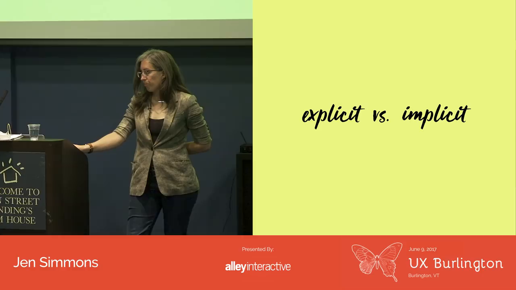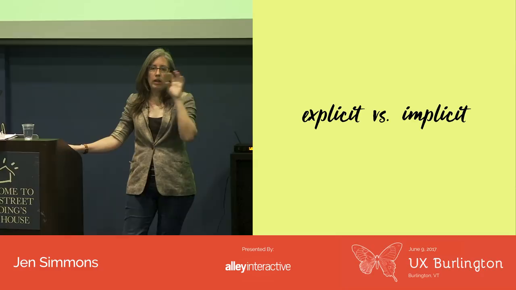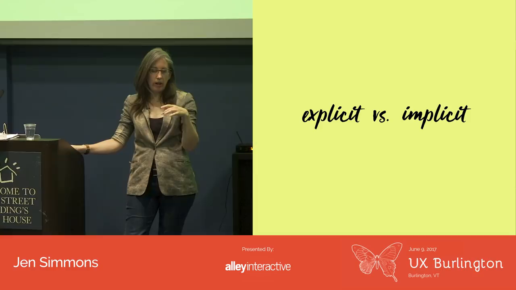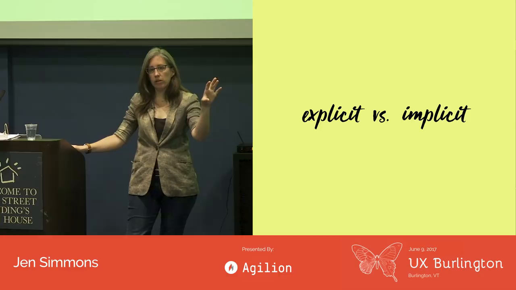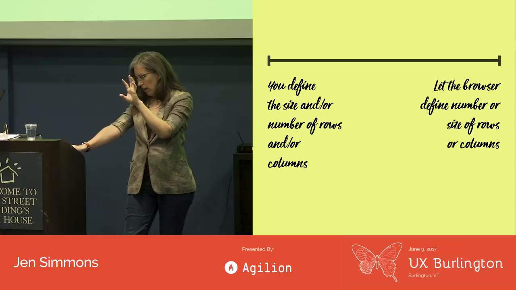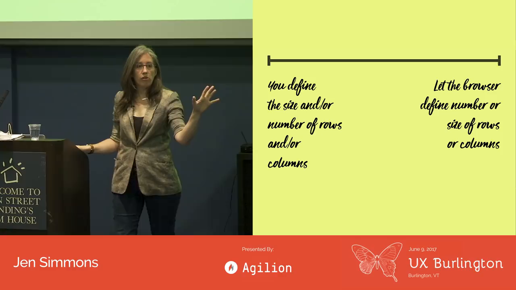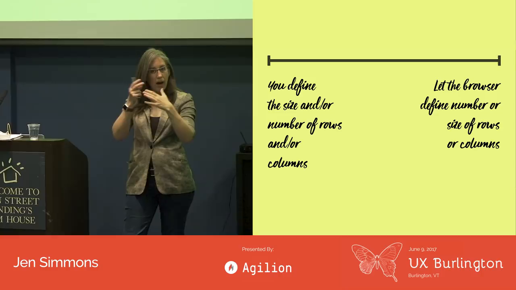So there's this idea in Grid, explicit and implicit. You'll see it all over as you start to learn how to use CSS Grid or start to understand how to design for it, even if you're not writing any code. This idea that you can explicitly define something or you can not define it, and the browser will implicitly make it up. The browser will start making stuff up for us. So you could define the size and the number of the rows or the columns, or you cannot do that. You can let the browser decide the size of the columns or the number of the rows, or you can combine them. It's not all or nothing.